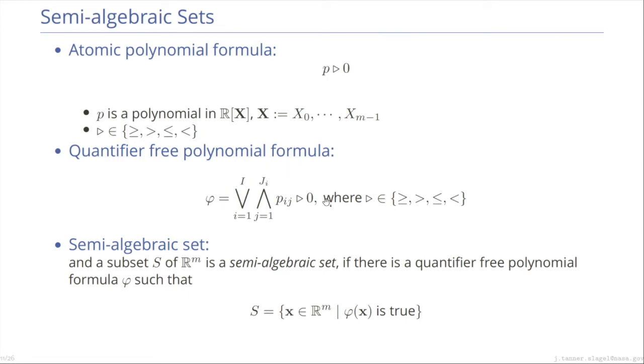You'll notice that the way we've specified it here, it is already in disjunctive normal form. That is also how we will implement it in PVS. So once you have a quantifier-free polynomial formula, a semi-algebraic set is nothing more than the set of all the particular real values that, when you plug them into this quantifier-free polynomial formula, give you true.